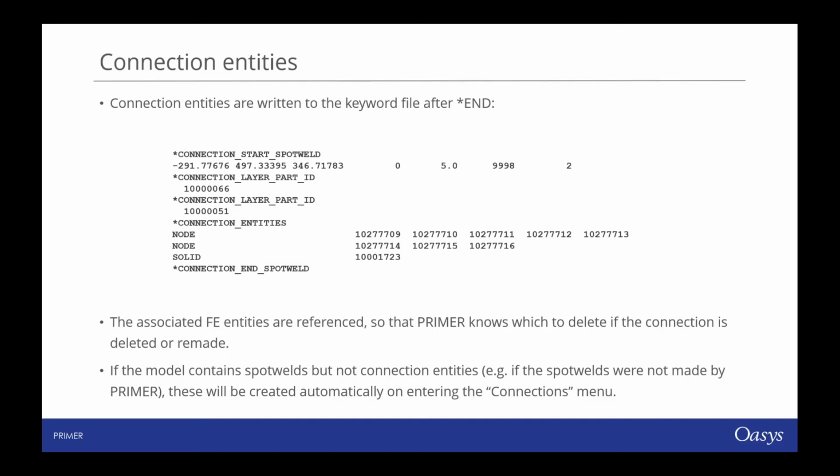And if you were to read in a model that contains spot weld FE, but not connection entities, so if the spot welds were not made by Primer, then when you launch the connection tool, Primer will automatically look through the model to identify any spot weld FE, and will automatically create associated connection entities. So even if you hadn't used Primer to set up your connections previously, Primer will create this information for you, which makes it easier to manipulate, and you can then use functionality such as the connection tool and connection table.